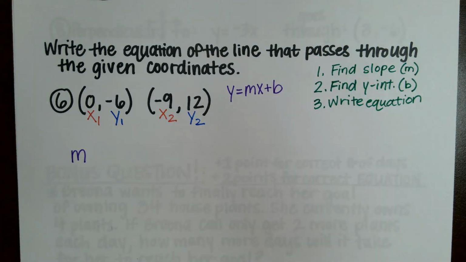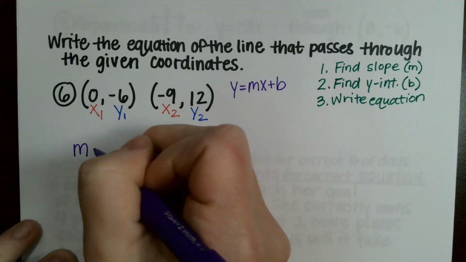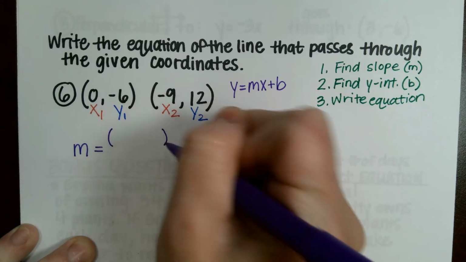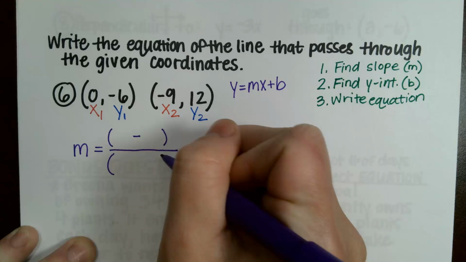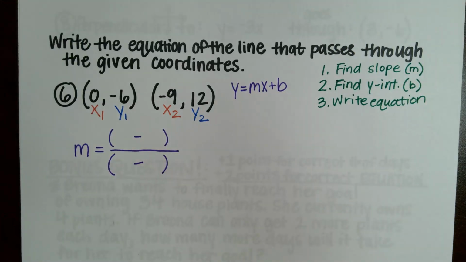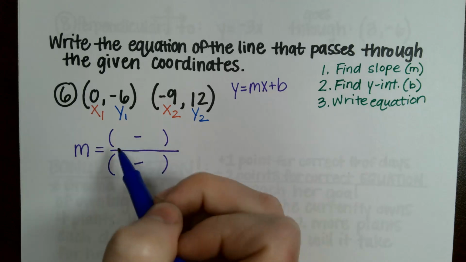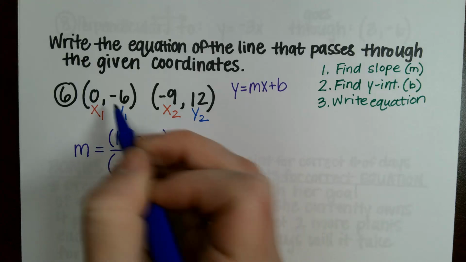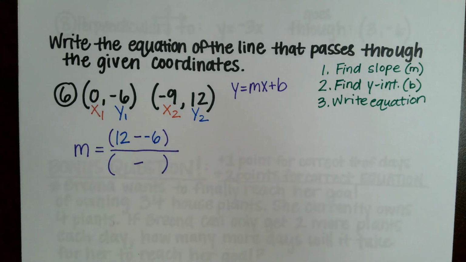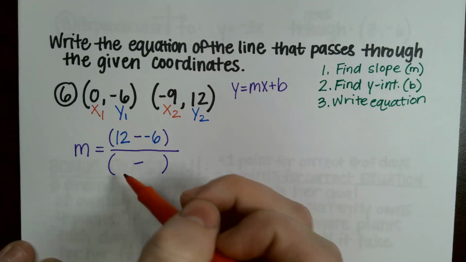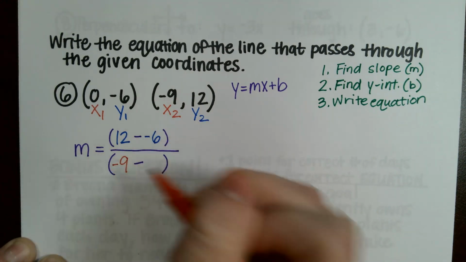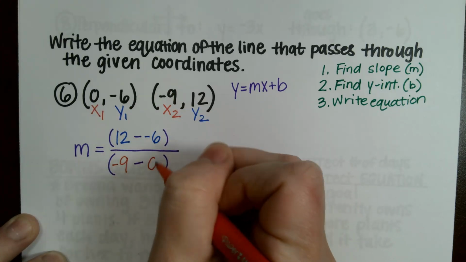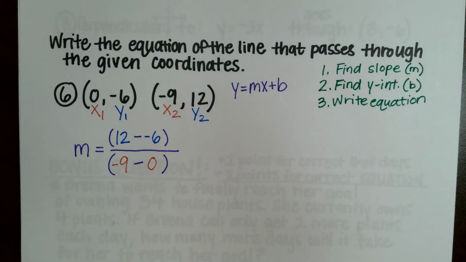Okay, now let's plug our coordinates into the slope formula. You guys remember what that is? It's on the board if you don't. It is y2 minus y1 over x2 minus x1. Good. So what numbers am I writing in on the top? 12 minus negative 6. Good. 12 minus negative 6, which becomes a positive. And our bottom? Negative 9 minus 0. Good job.